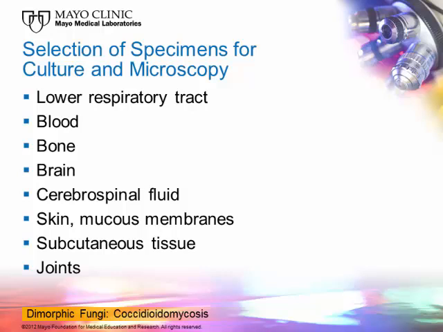Coccidioides involves the bone. It causes lesions in the brain. It can be found in the spinal fluid. Meningitis is a common feature of Coccidioidomycosis, and it's also a very serious one. You can find it with the skin and also the mucous membranes, particularly the oropharynx. You can find it causing arthritis, and you can find it causing abscess of the subcutaneous tissue. So pretty much you can find it almost any place.